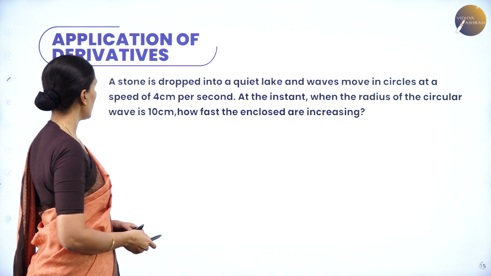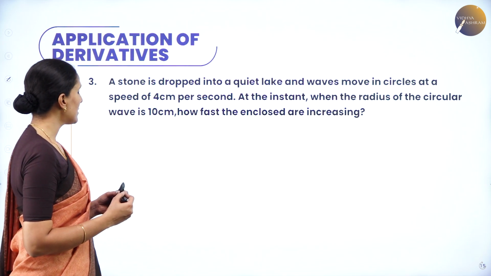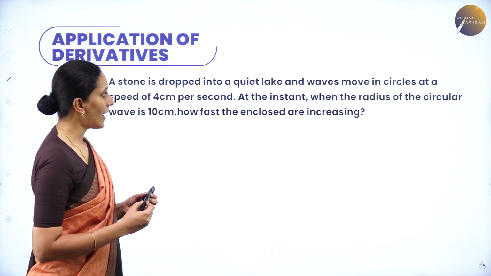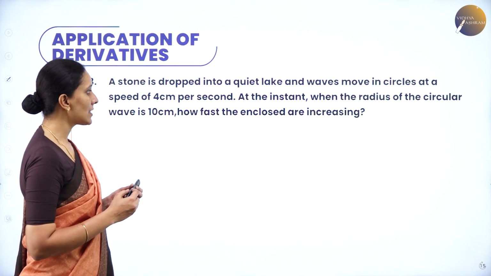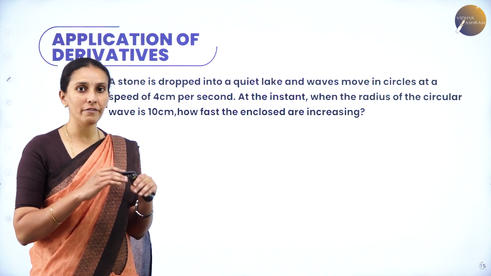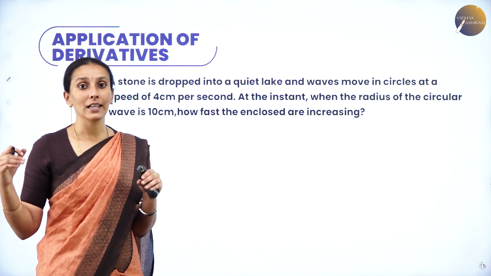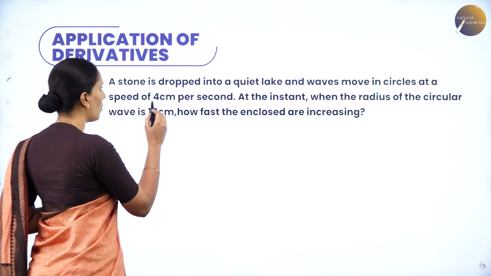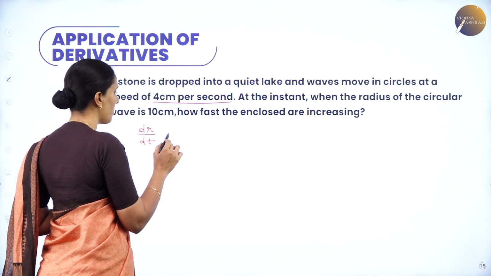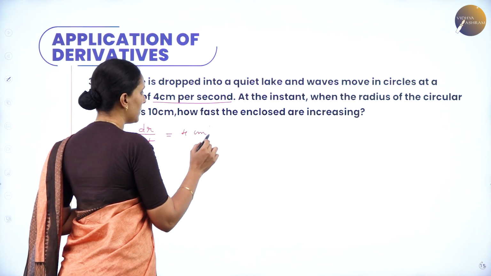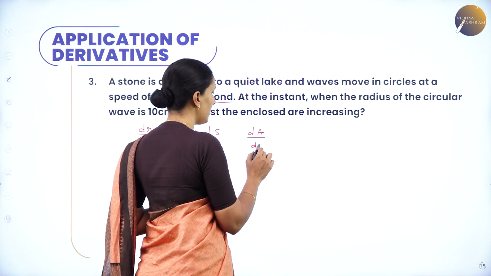Next. A stone is dropped into a quiet lake and waves move in circles at the speed of 4 cm per second. At the instant when the radius of the circular wave is 10 cm, how fast is the enclosed area increasing? Now since the waves are moving in a circular form, the radius of the circle is changing, and it is given as 4 cm per second. Therefore, dr by dt is 4 cm per second. Now, we need to find the change in area, that is dA by dt.